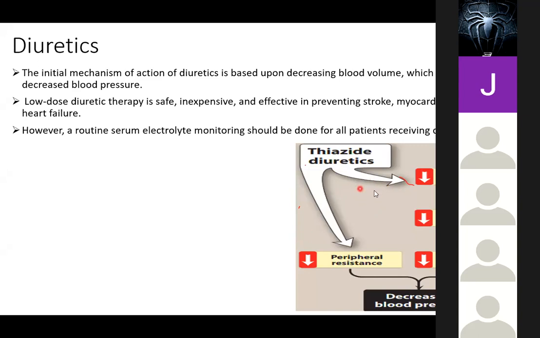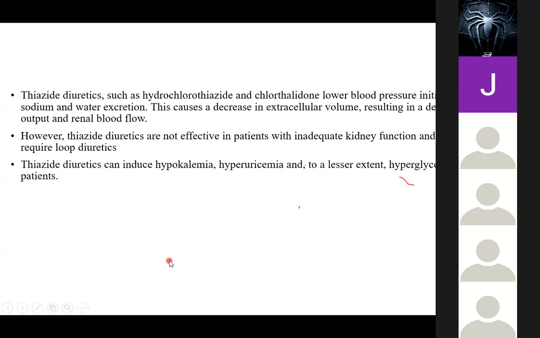So for the thiazide diuretics, when taken in, they can reduce sodium and water retention, which automatically reduces blood volume, and then automatically reduces cardiac output as well as peripheral resistance, and together decrease blood pressure. So we have some thiazide diuretics such as hydrochlorothiazide and chlorthalidone, which lower blood pressure initially by increasing sodium and water excretion. Okay. And this causes a decrease in the extracellular volume, resulting in the decrease in cardiac output and renal blood flow. Like I said, everywhere sodium goes, water will follow. So if it is excreting sodium, automatically water would have to follow during this process.